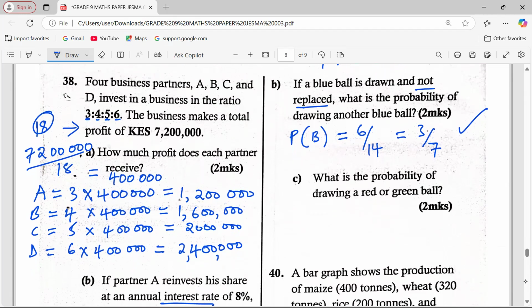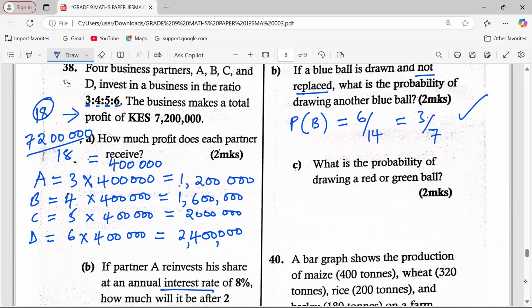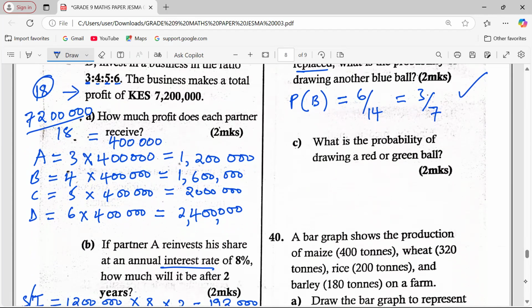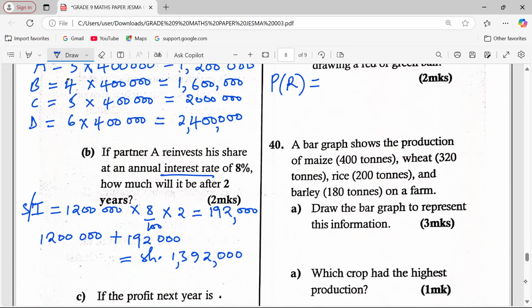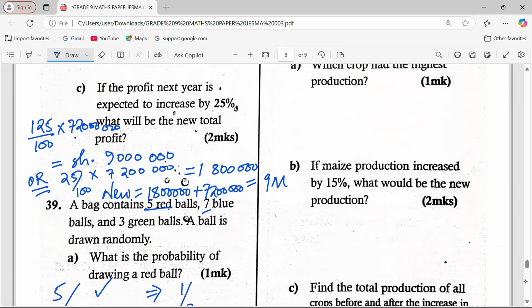In part C, what is the probability of drawing a red or a green ball? So drawing red, remember the red ones are, let me check. The red ones are 5/15.